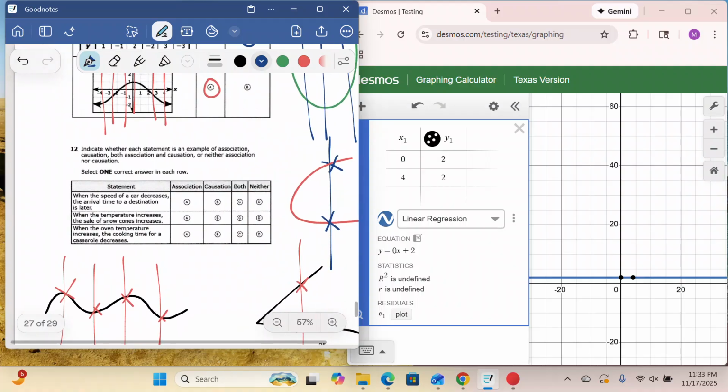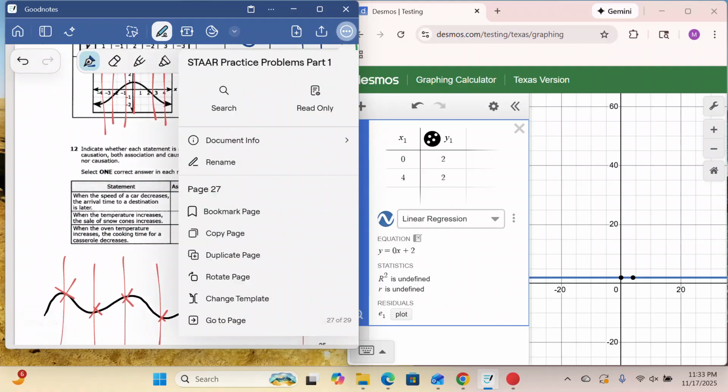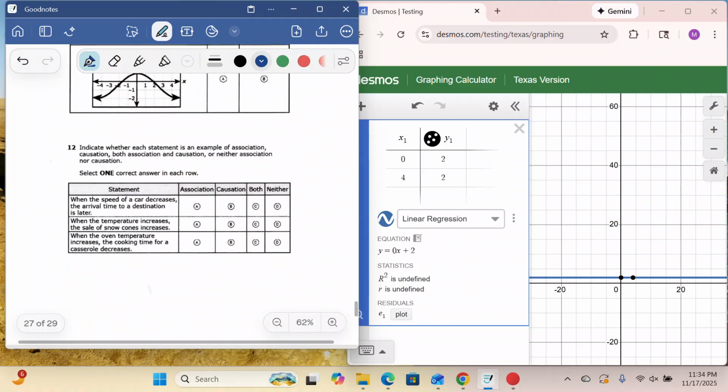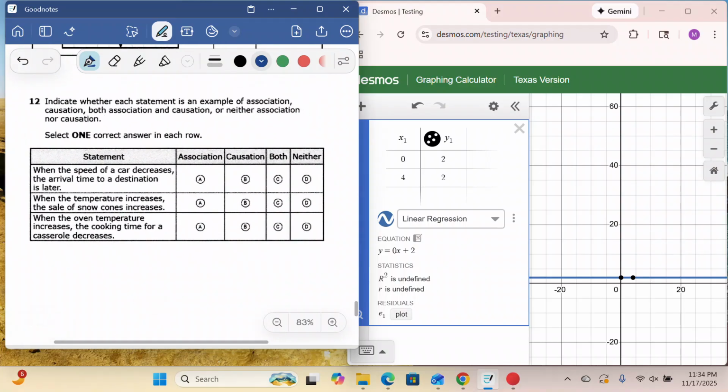The next one, and I'm going to go ahead and clear my screen so it won't be that messy. The next one is looking at that one. I'm going to have to determine whether it's association, causation, both, or neither. So you can pause the video, try them out, see which one's association, causation, both, or neither, and I can give you the answer.